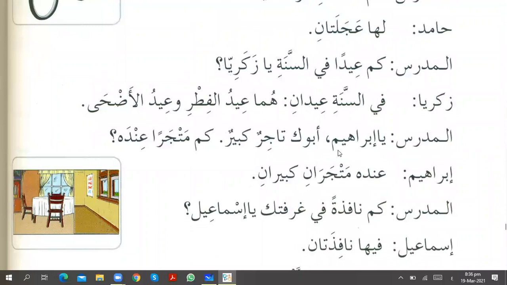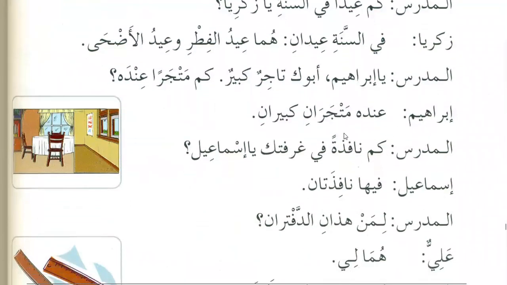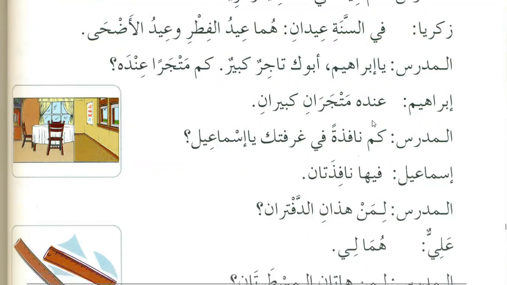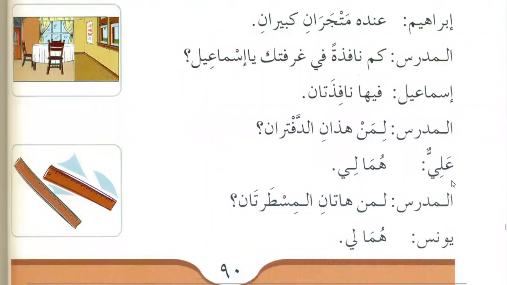Al-Mudarisu: Ya Ibrahim, O Ibrahim, abuka tajirun kabirun. Your father is a big merchant. Kam matjaran indahu? How many stores does he have? Ibrahim: Indahu matjarani kabirani. He has two big stores, two big shops. Al-Mudarisu: Kam nafizatan fi ghurfatika ya Ismail? How many windows are in your room, O Ismail? Ismail: Fiha nafizatani. In it there are two windows.